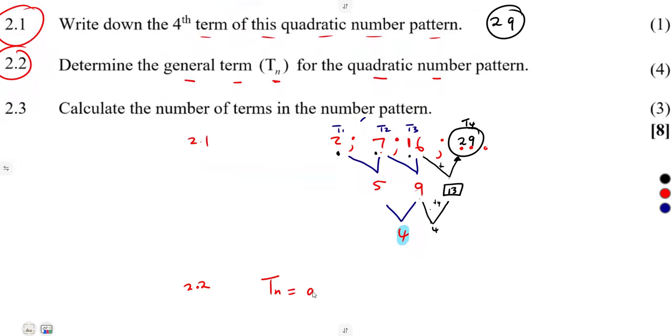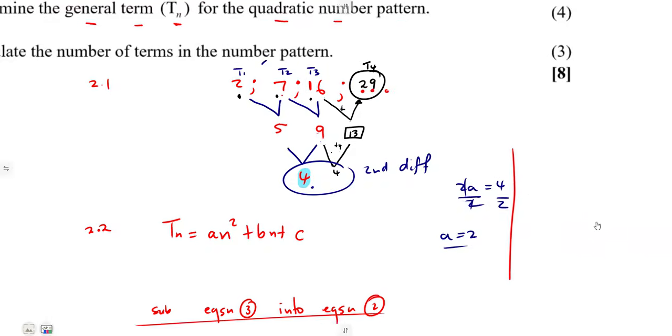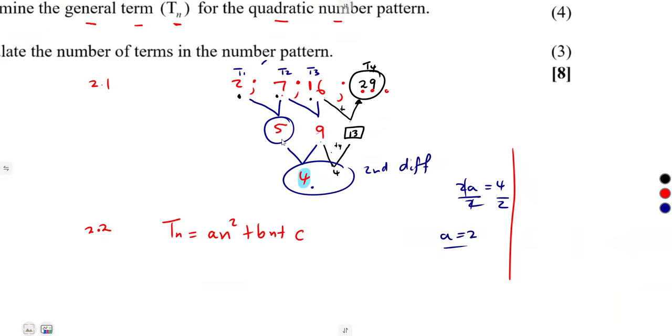Remember, for a quadratic, Tn is supposed to be equal to an squared plus bn plus c, where from our second differences here, 2a is equal to that second difference. All right, so divide by 2, a is equal to 2. Remember that. There are so many ways that you can actually use. So many ways, guys. And also, this term from our first differences is equal to 3a plus b. So that's our 3a plus b equal to 5. So that's it. Our a is 2. So that's 3 times 2.